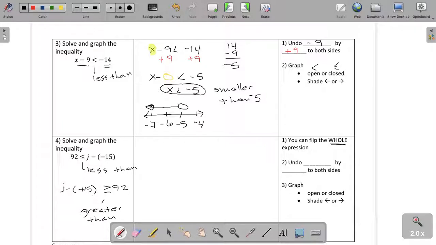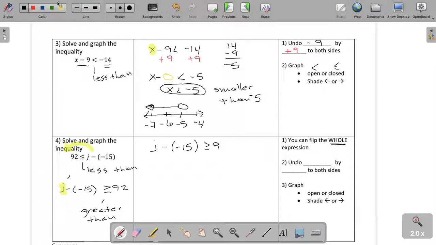Okay, so we can flip the whole thing to put my variable on the left side here. That's what we want. We certainly want the variable right there like we always do. And so we move this over here, and we move the 92 that way, and we have to change the direction of the arrow. Okay, so let's write that. We have j minus negative 15 greater than or equal to 92.